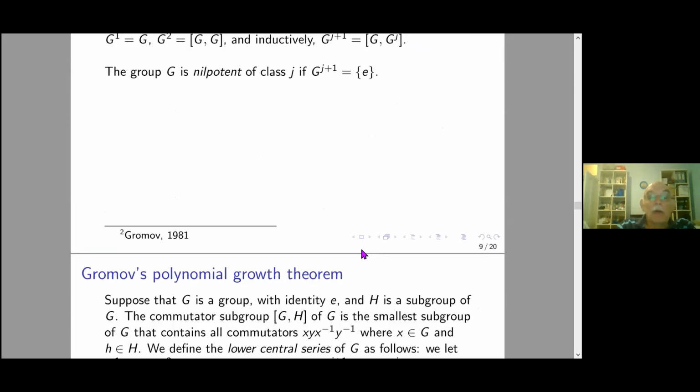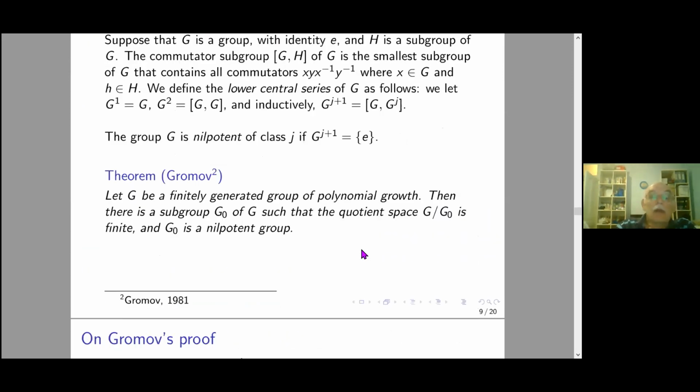So Gromov's polynomial growth theorem says the following: if I have a finitely generated group of polynomial growth, then there is a subgroup G0 of the group G, of finite index, so the quotient space G over G0 is finite, and G0 is nilpotent. So the group is almost nilpotent. So this says that groups of polynomial growth are almost just nilpotent groups.